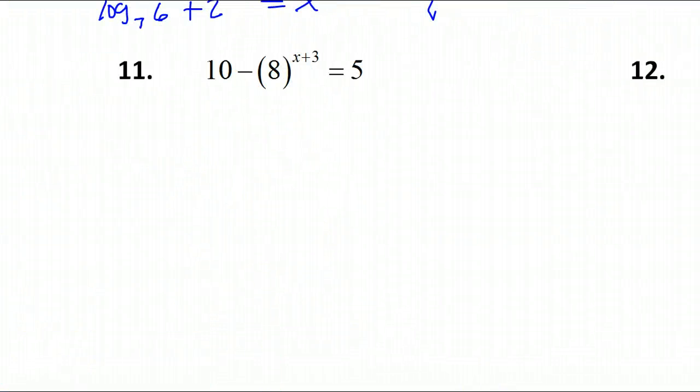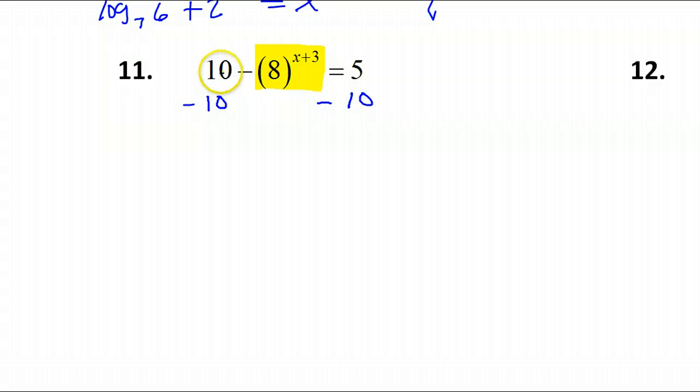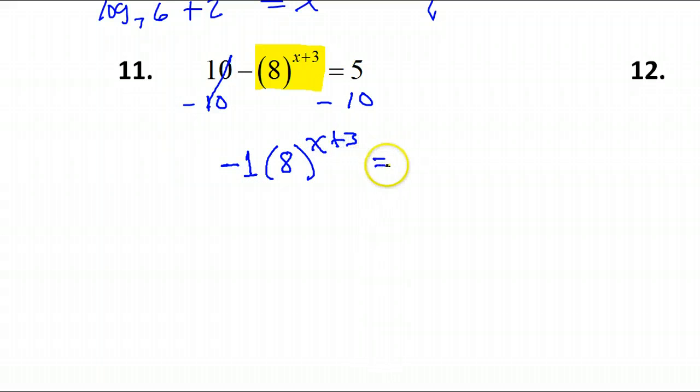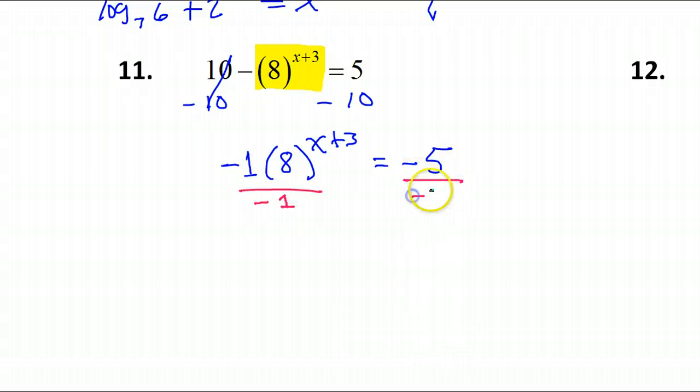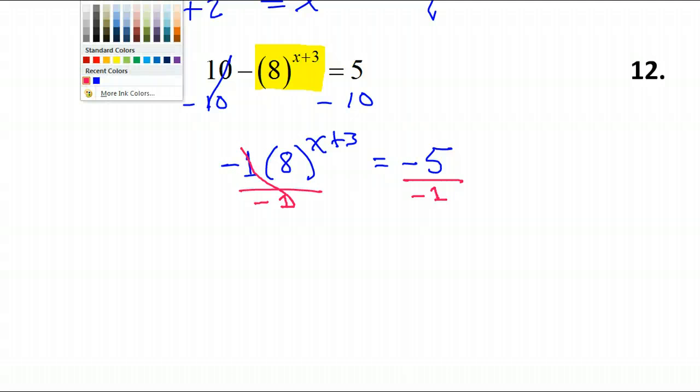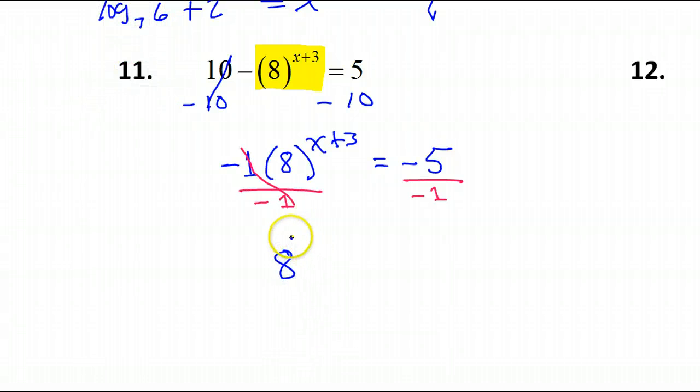Okay, number 11. Once again, before we really get started, we have to get the base and power by itself. So in this case, that means we need to subtract 10 from both sides. Notice that this 10 is positive, so we need to minus. That minus sign is still there, though. So I've got negative, and it's just like having a negative 1 times 8 to the x plus 3 power is equal to negative 5. Getting rid of this negative 1 means dividing both sides by negative 1. So that will give me 8 to the x plus 3 power is equal to positive 5.